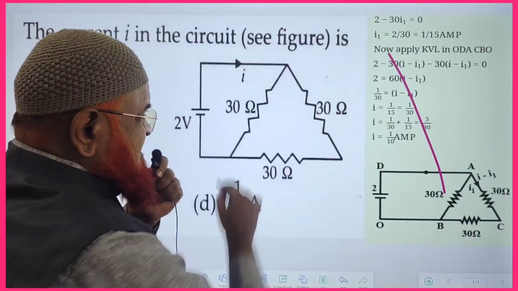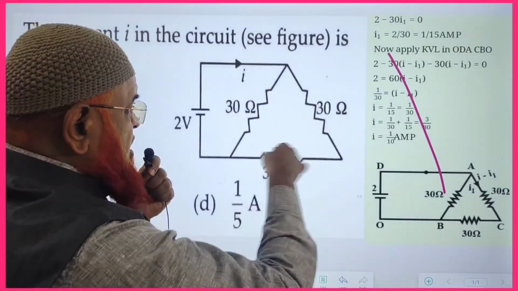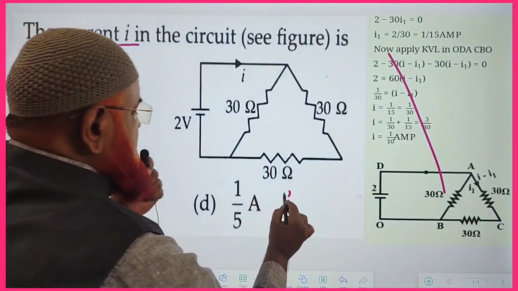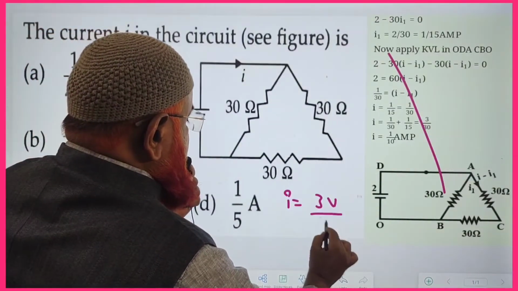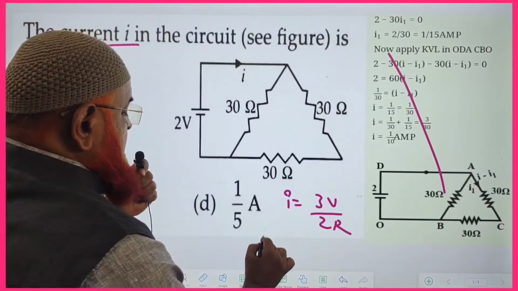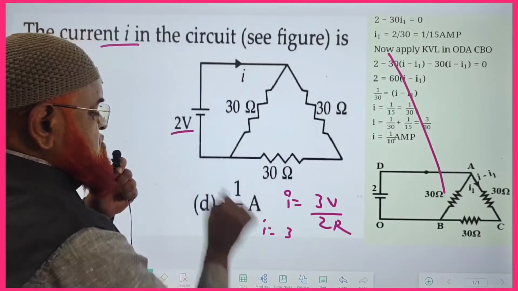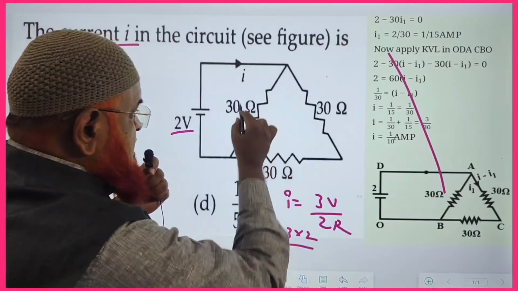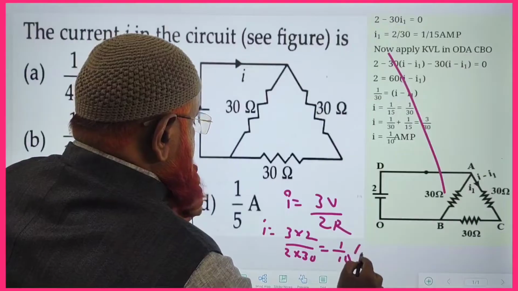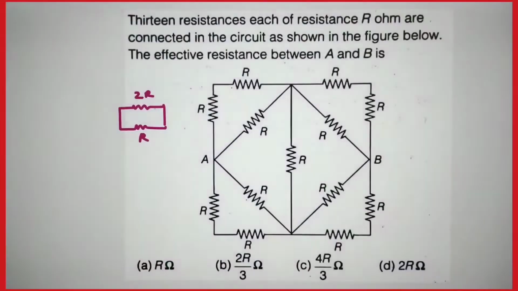This is an equilateral triangular arrangement of resistors which are all the same. He's asking us to find the current here. I will just write 3V by 2R, which is very handy to apply. So now I is equal to 3 into V is 2, by 2 into R is 2 into 30. You will be getting 1 by 10 amperes. That's it.